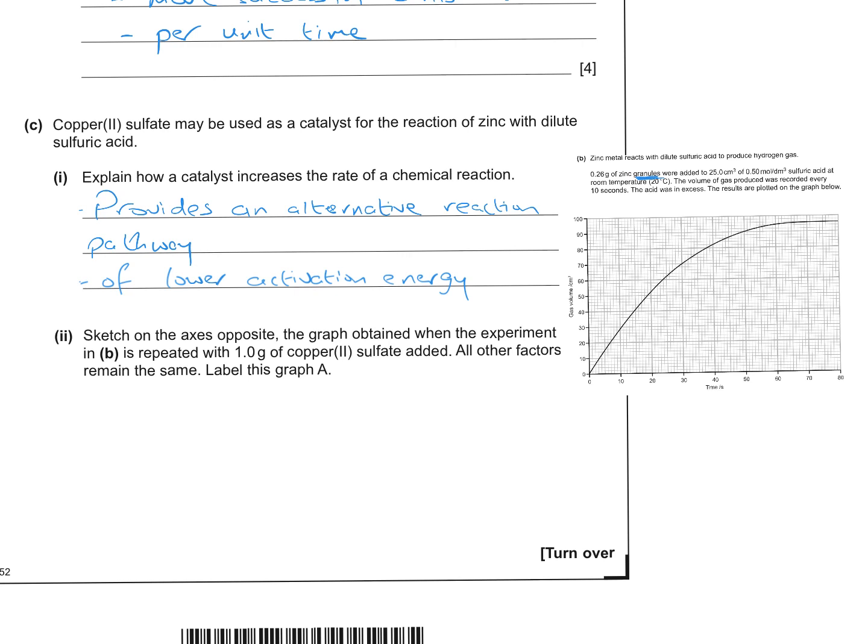Part 2 then, we'll have to sketch this graph. If the experiment is repeated using 1 gram of copper 2 sulfate. Now, copper 2 sulfate, we're told up here, is the catalyst. It's going to speed up the reaction, but catalysts do not increase the yield. It will start at 0, 0. It's going to be steeper because the rate of the reaction will be increased, but it will level off at the same place as the original.